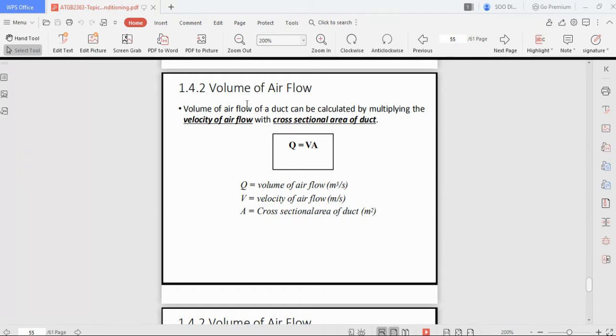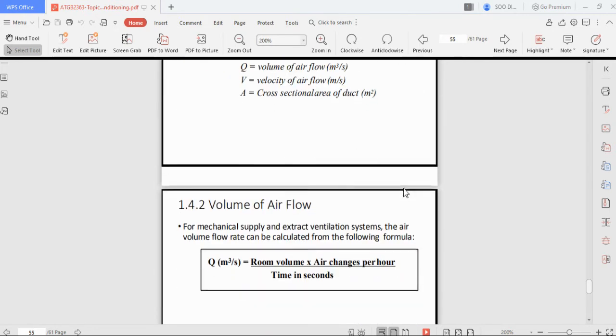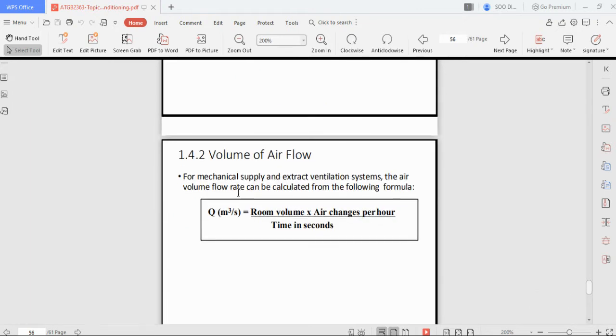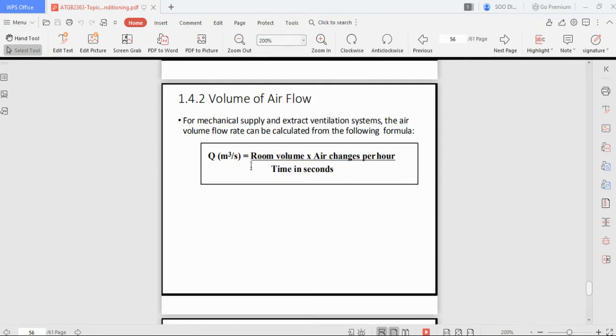So the volume of airflow of a duct can be calculated by multiplying the velocity of airflow with the cross-section area of the duct. So Q equals VA. Q is the volume of airflow, V is the velocity of the air, and A is the cross-section area of the duct. For a mechanical supply and extract ventilation system, the air volume flow rate can be calculated from the following formula: Q equals room volume multiplied by air changes, divided by time in seconds.